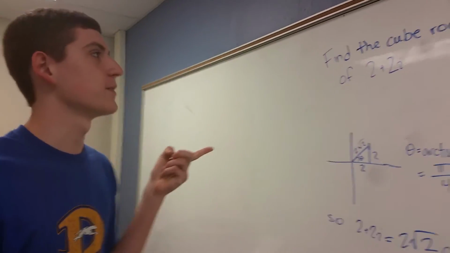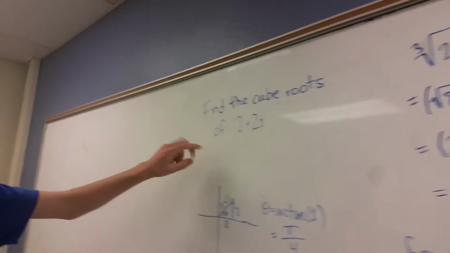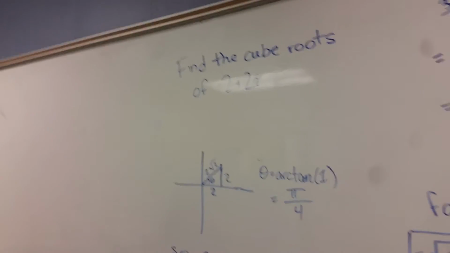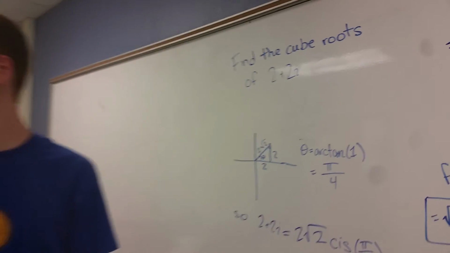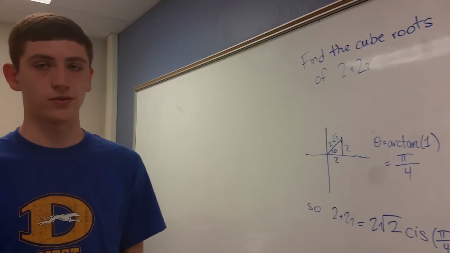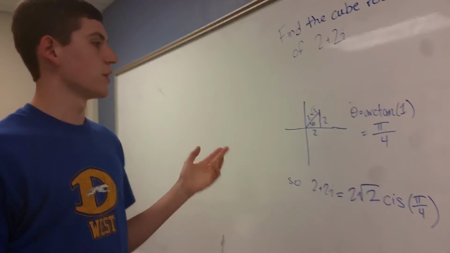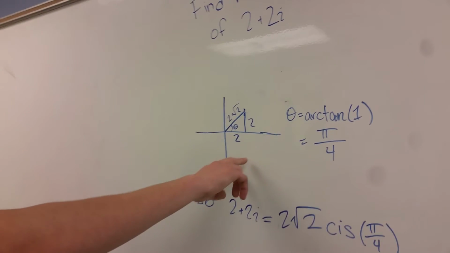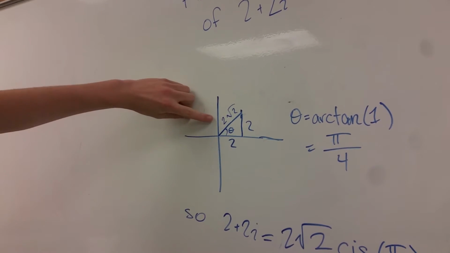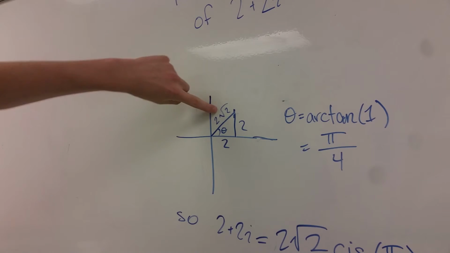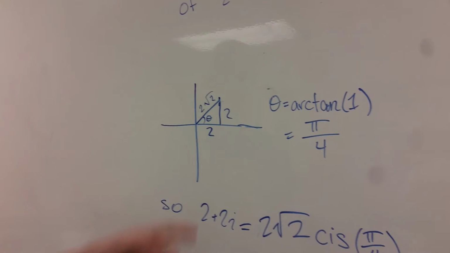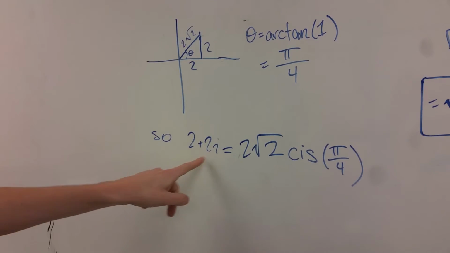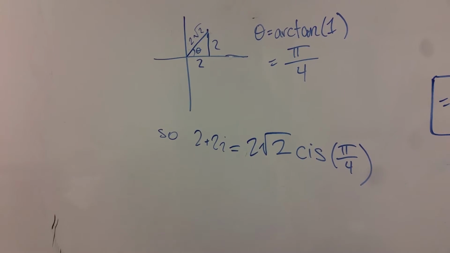So the last thing we're going to do is find the cube roots of 2 plus 2i. The first order of business is to convert that into polar form, because that will allow us to take the roots in the way that I just told you about. Using the method Rob described earlier, I plotted the point. The modulus came out to be 2 root 2, and the argument was the arctan of 2 over 2, or 1, which is pi over 4. So we have 2 plus 2i equals 2 root 2 cis pi over 4.